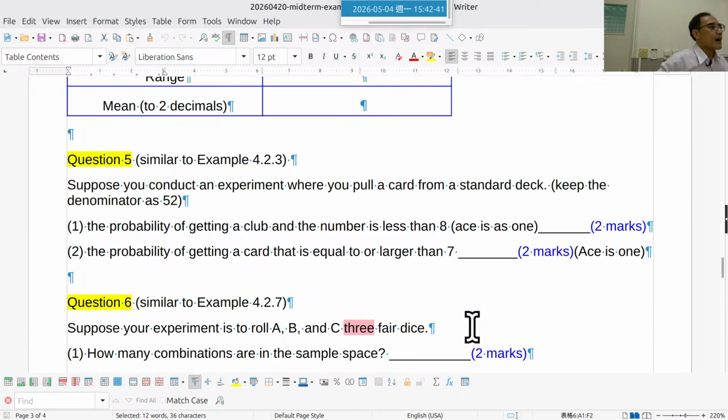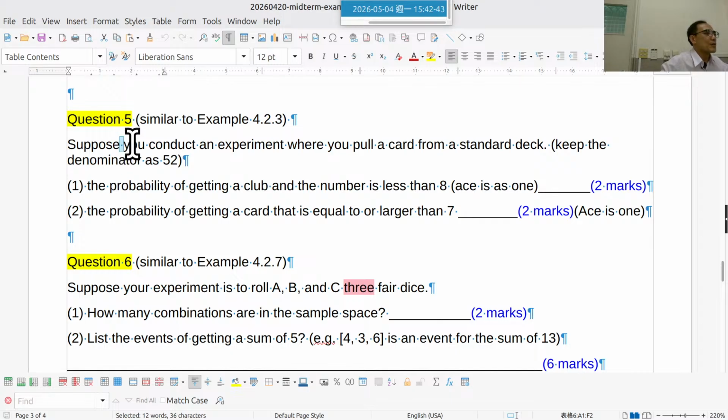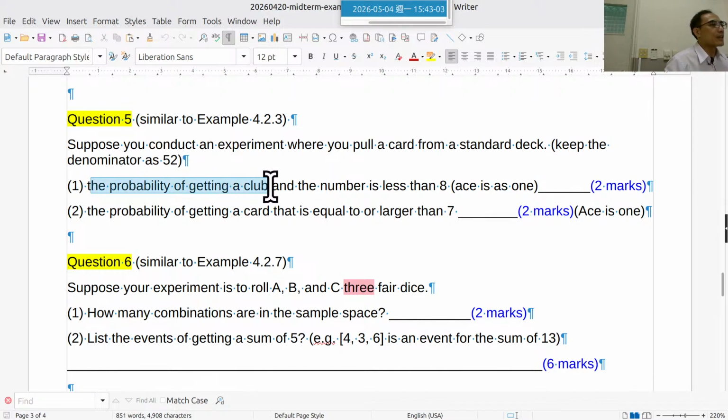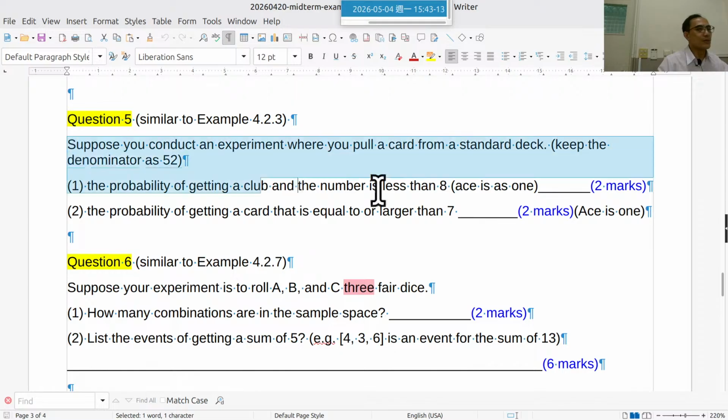Question number 5. Suppose you conduct an experiment where you pull a card from a standard deck. Please answer the question keeping the denominator as 52. You don't need to cancel it. Okay. The first one, the probability of getting a club and the number is less than 8. I think most of you get the correct answer here. Very simple.